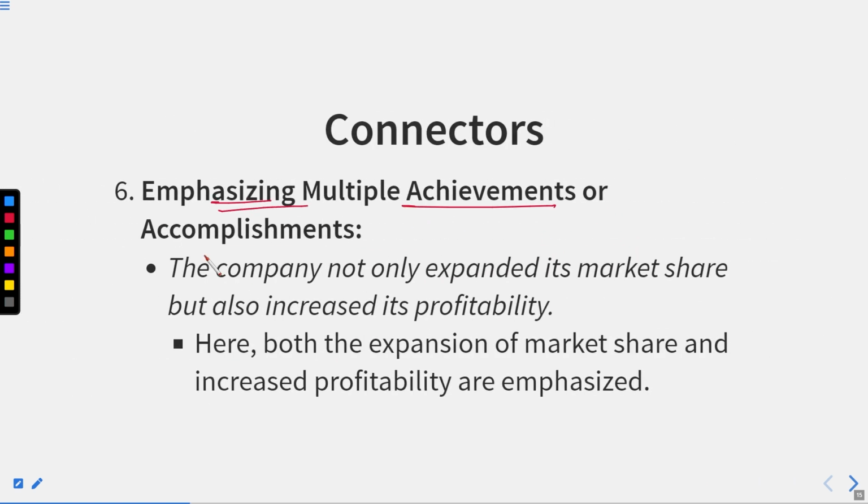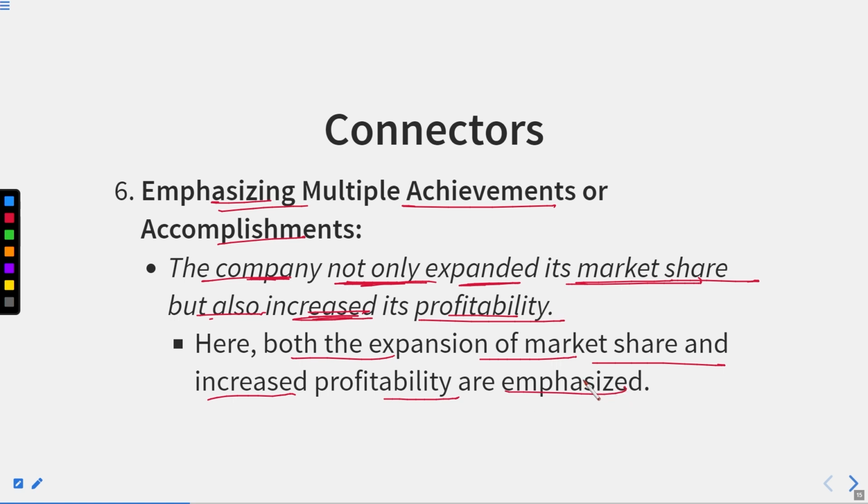Emphasizing multiple achievements or accomplishments. The company not only expanded its market share but also increased its profitability. Now you can see over here that the company not only expanded its market share. So what did it do? It expanded its market share but also increased its profitability. Hence, here both the expansion of market share and increased profitability are emphasized. So they can emphasize both the things.